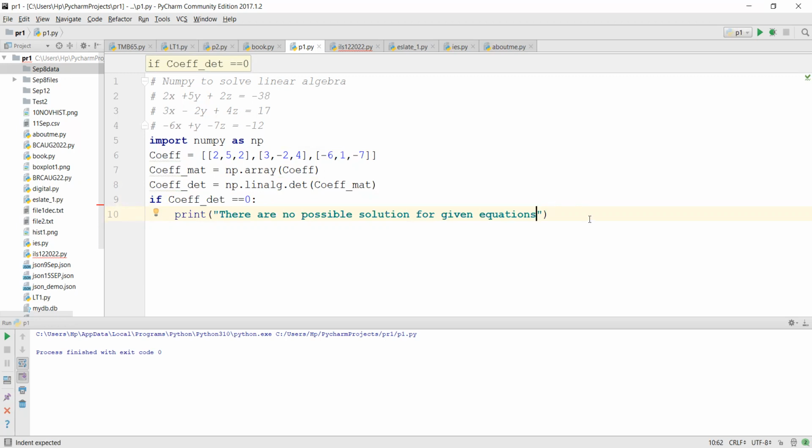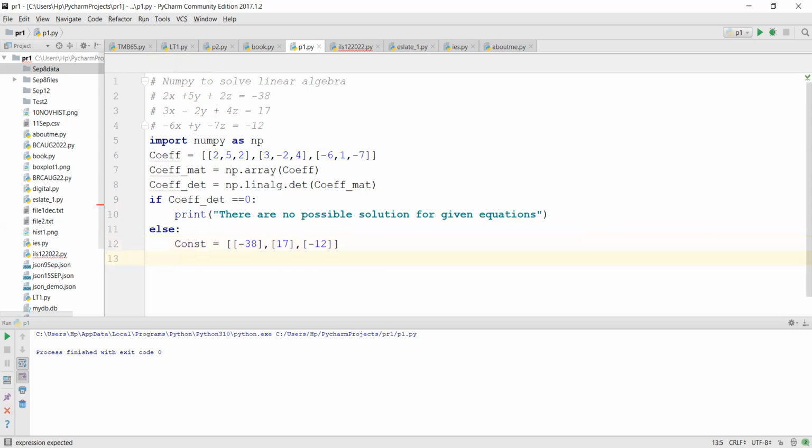Next, else. Else means yes, it's possible. So we need to go to the next step. What is the next step? B, or your constant matrix. So what is a constant matrix? Let's first create this constant here. Equal to. So first row you have only -38, correct? Second row you have only 17. So it is 3 by 1, right?